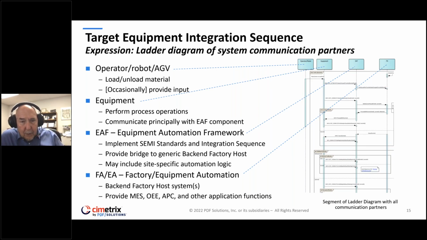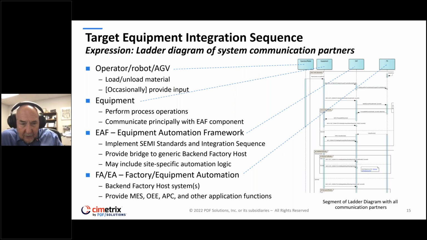Well, the target equipment integration sequence is, for those familiar with ladder diagrams for system communications, a ladder diagram with 4 communication partners. The very left rung of this ladder is the operator, robot, or AGV, which is responsible for loading material, and you may be hitting a start button and occasionally providing input. The next layer, of course, is the equipment.